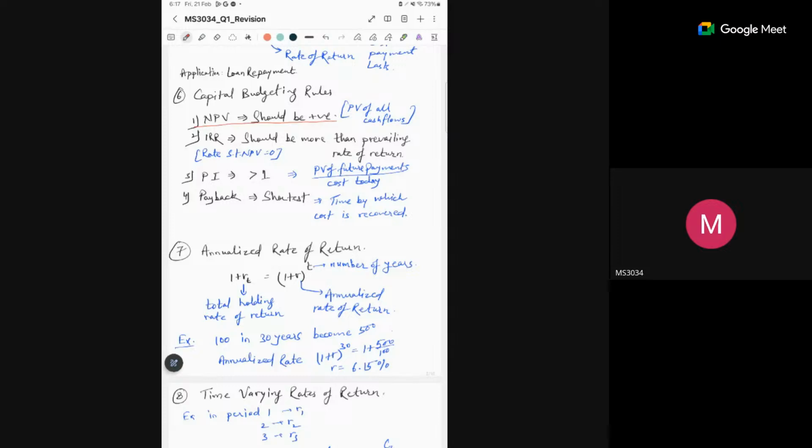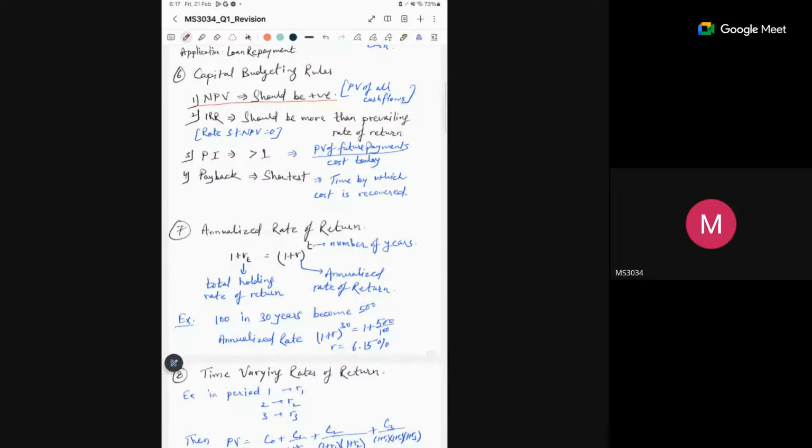And the fourth one depends on the individual type. The payback rule says how quickly you are getting your payments, how fast your investment or cost is being recovered. That is the payback rule. And the project which has the shortest payback period is the one preferred by this capital budgeting rule.